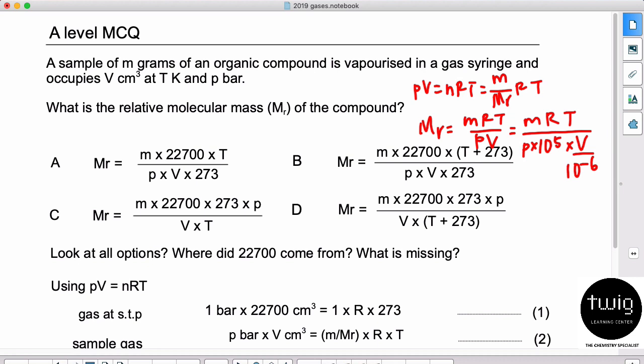Then after I look at my options, they are totally not the same as this. Firstly, I don't see an R, but my answer has an R. We also see something that is not even in the question: where do you see the 22700? That's STP, right? 22.7 dm cube. So we need to manipulate it such that we can get one of the options. In order to do that, we're going to use STP.